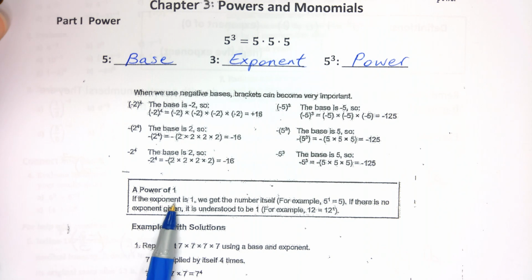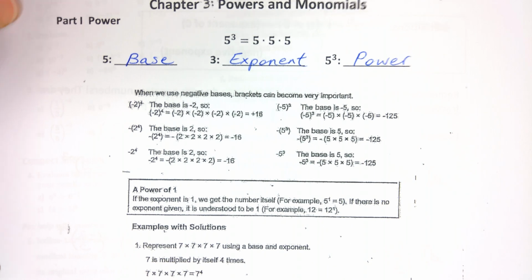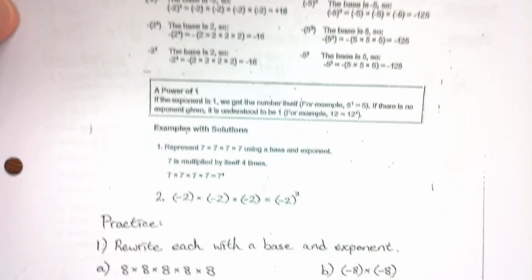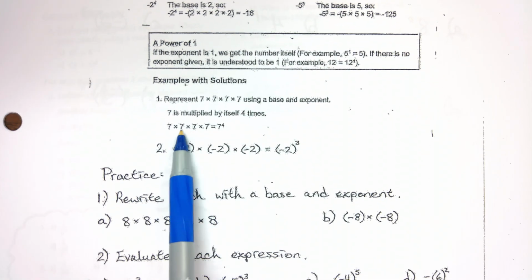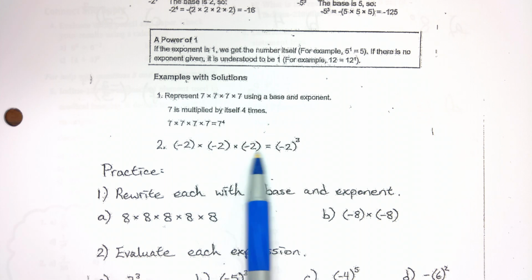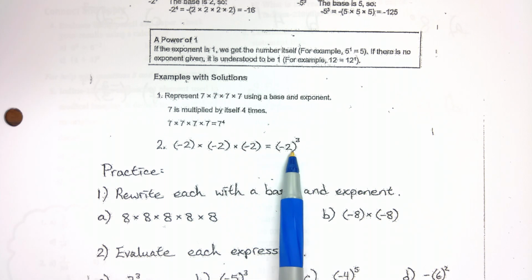Integers actually have a power of 1 as well. So 5 to the power of 1 is just 5. Same thing, 12 is the same as 12 to the power of 1. So we can write it in power form like this. When you write negative 2 times negative 2 times negative 2 in power form, make sure you put that bracket around that negative 2.